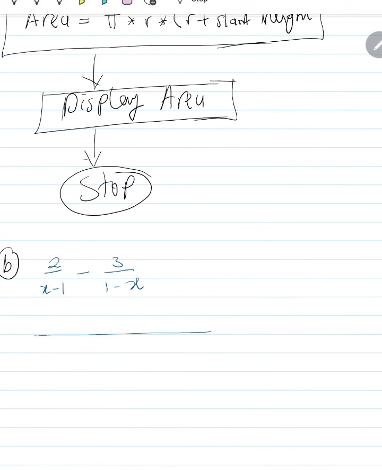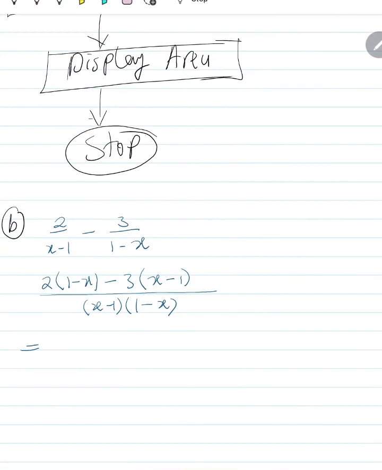Now notice one thing, x minus 1 and 1 minus x are not the same. So you have to take the product. So x minus 1 and 1 minus x. All right. So x minus 1 into this product, you have 2 on top, then 1 minus x, minus 3, then x minus 1. All right. Now you are going to expand.